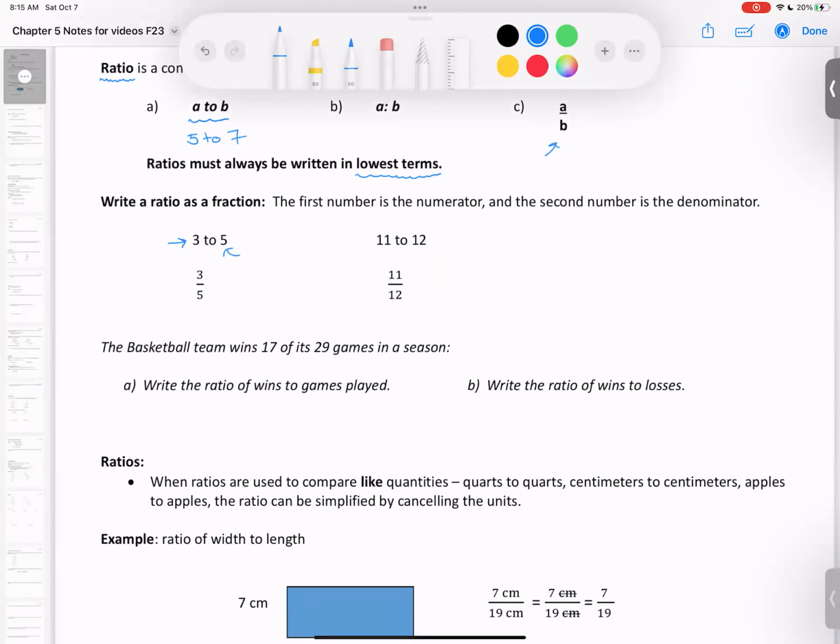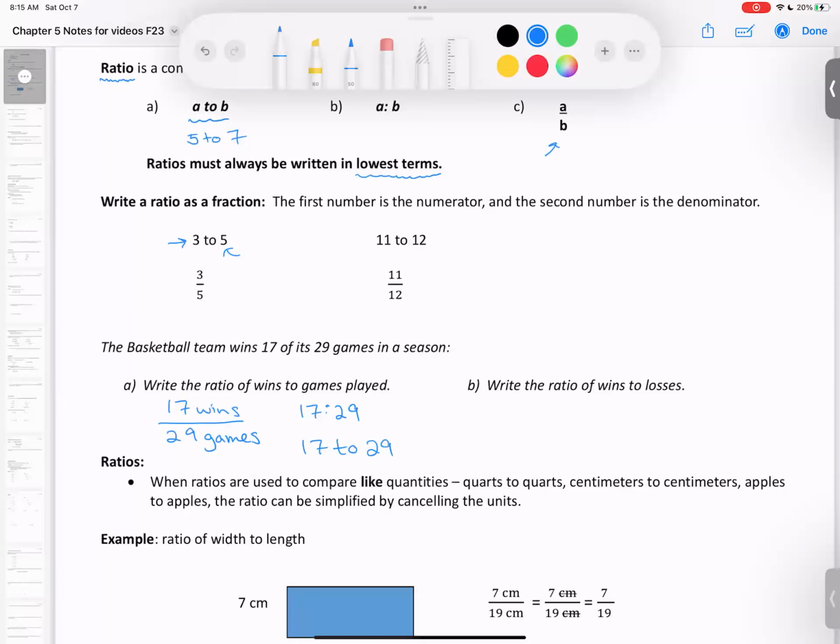If you were given a statistic, like the basketball team wins 17 of its 29 games in a season, the ratio of wins to games played then would be 17 wins to 29 games. Or maybe you would write it like this, 17 to 29. Or you could also say 17 to 29. So those are all ways to express the ratio. Go ahead, pause the video, and try to write the ratio of the wins to losses for this team.